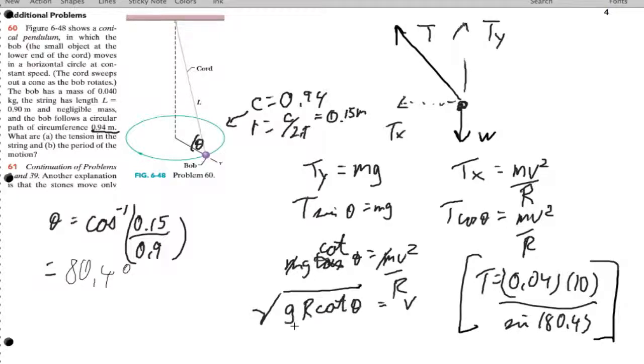And then the other thing is you can put in your numbers here to get V, and then to get the period, just remember that the circumference divided by the time is the speed of the bob going around in the circle. And this time is what you're solving for. So you can go ahead and actually finish the problem on your own right there.